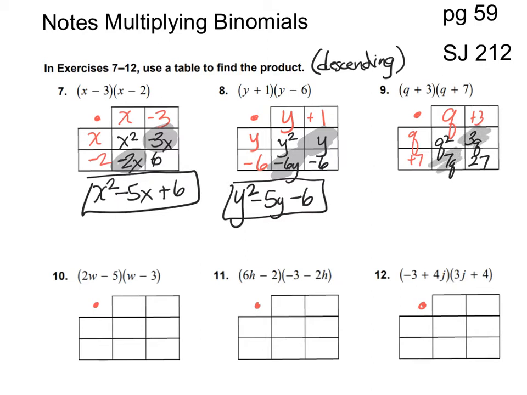Combine like terms. I'm going to have q squared plus 10q. 3q plus 7q is 10q, and then, oops, I think I goofed up. Sorry about that. I'm just going to scribble it out. 3 times 7, I think I said 21, but I wrote 27. I hope I did anyway. And then plus 21.